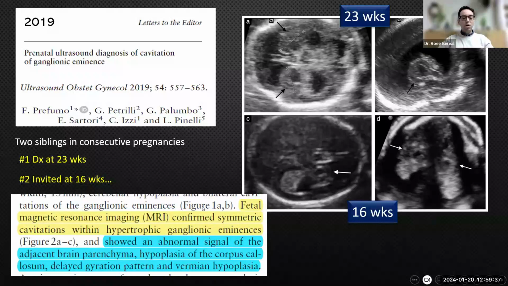And as the authors quote, the MRI confirmed the asymmetric cavitation within the hypertrophic ganglionic eminences. However, in addition, the MRI was able to show an abnormal signal of the parenchyma, like lamination abnormalities, hypoplastic corpus callosum, and gyration abnormalities. And according to the authors, this was only picked up on the MRI. Now, let me show you some of our cases.